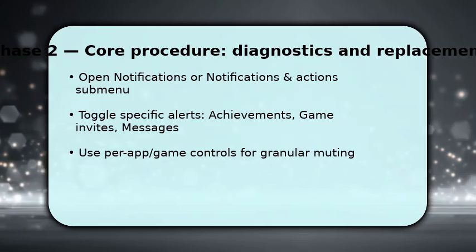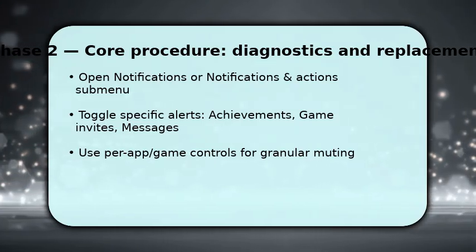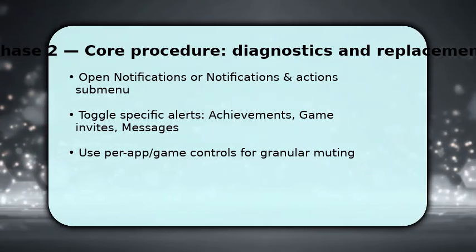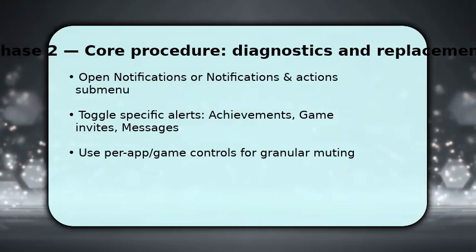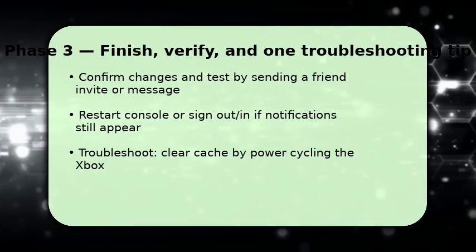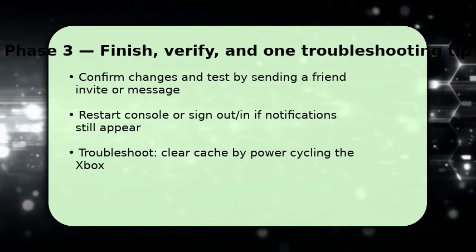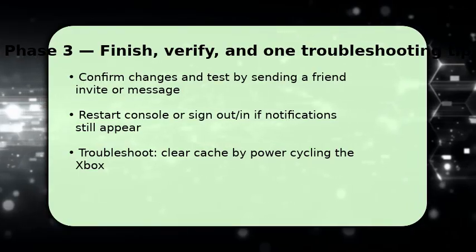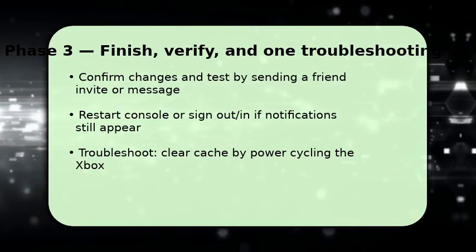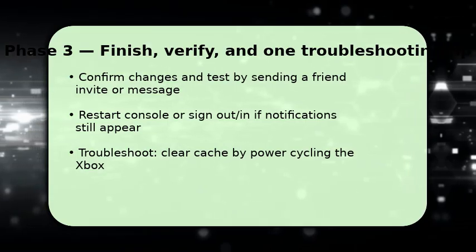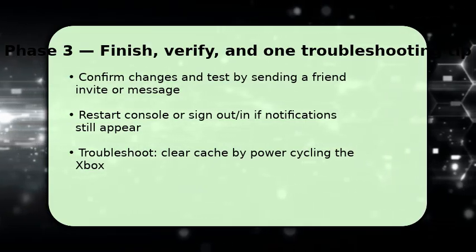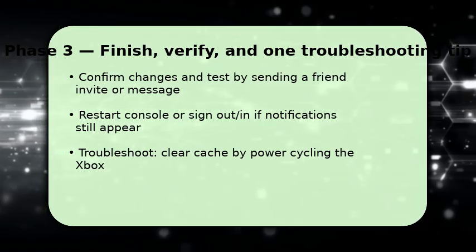Once you change a toggle, the system saves it, so you can refine what stays visible without affecting other notification types. Finish by confirming your toggles and then testing. Ask a friend to send a message or invite to confirm those specific alerts are silenced. If you still see notifications, sign out and back in or perform a full restart to apply changes system-wide.